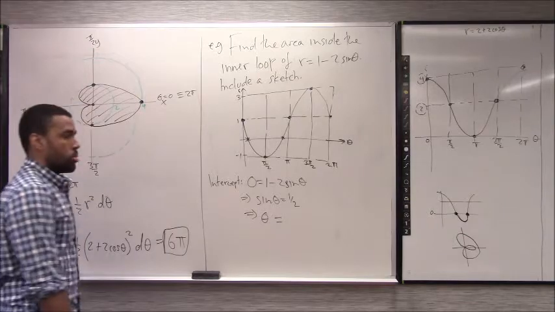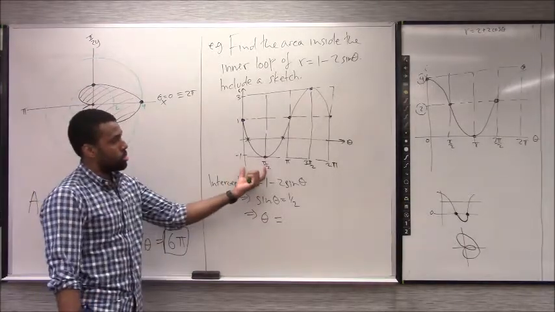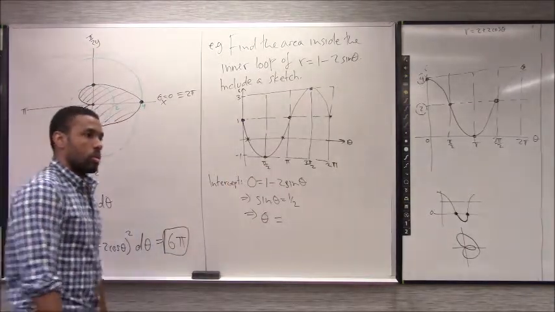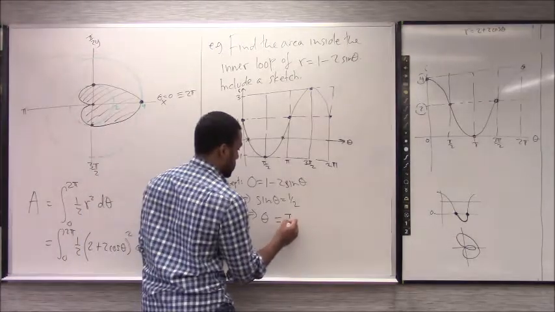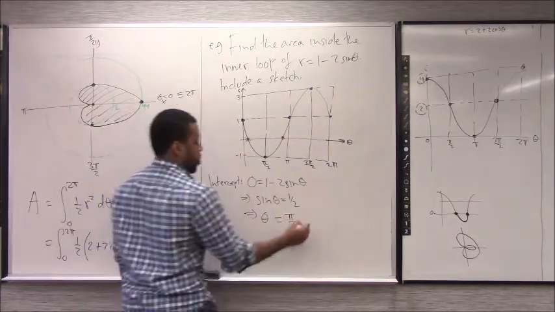So, what are the possible answers? What's the first one we know about in the first quadrant? Right. There's one that happens between 0 and pi over 2. Pi over 6. What would be the other one?